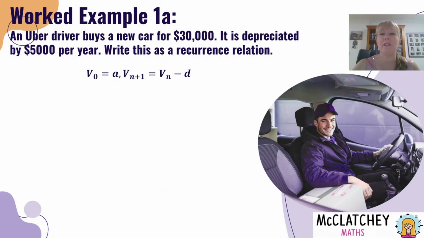Let's look at our first worked example. We've got a few in our video today. Hopefully these will be helpful to you. So we've got an Uber driver who buys a new car for $30,000 and it's depreciated by $5,000 every year. And all we have to do is write it as a recurrence relation.